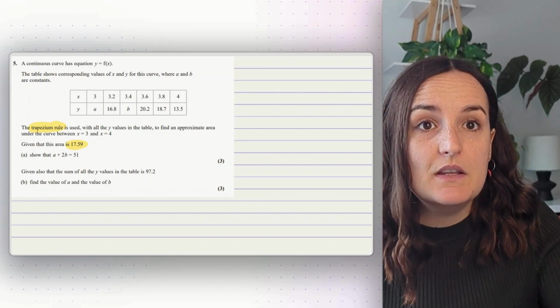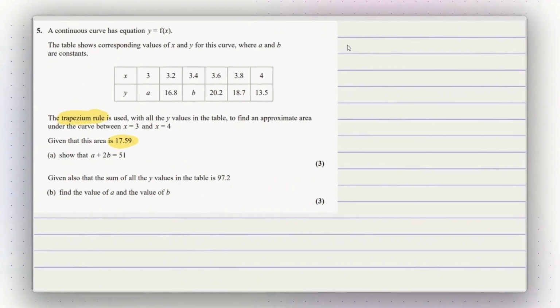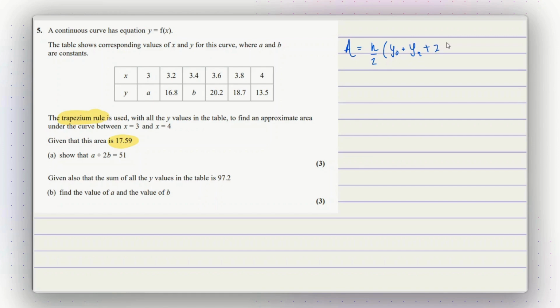And with all of that information, you need to then show this. So we know we're going to be using the trapezium rule. This is given to you in the formula book. So you know that area is going to be h over 2, so that's the height of the trapezium over 2. And then you take your first value and your last value, so y0 plus yn, the last value that you have, plus 2 times y1 plus y2 all the way up to all the other values that we have.